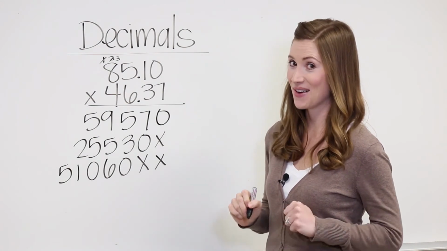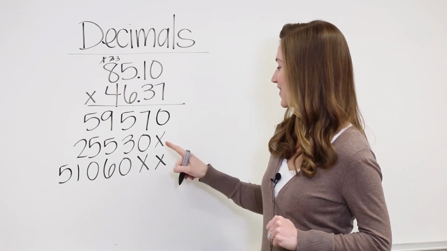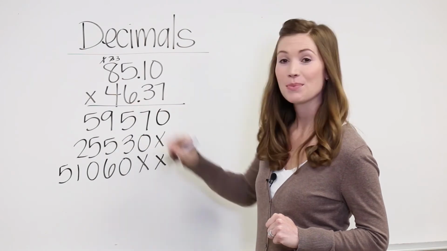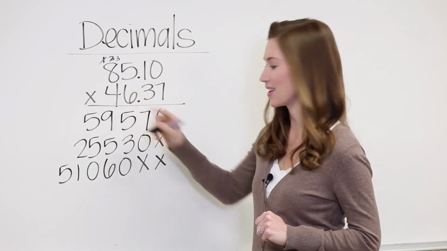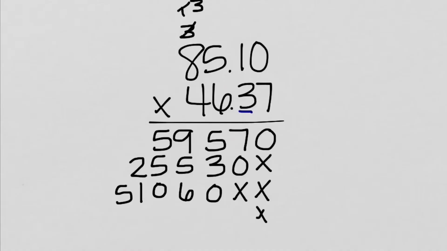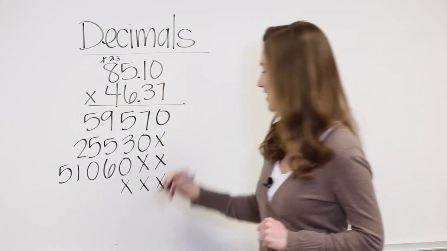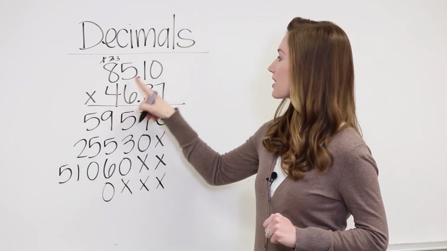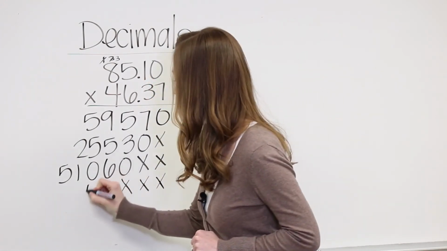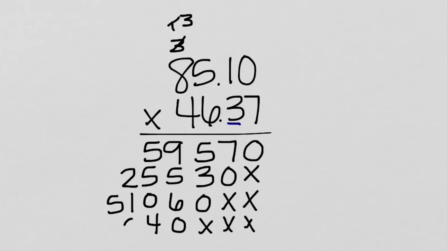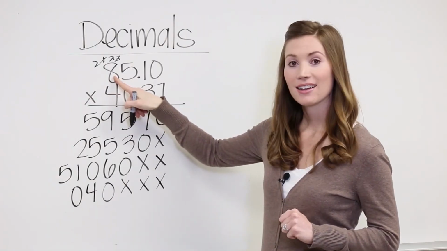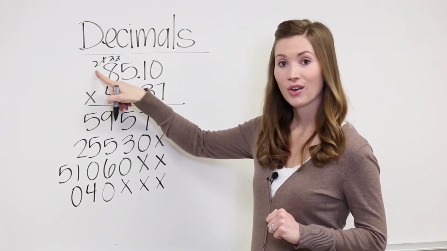Okay, are you ready? One last step. Here we go. We've done our two placeholders. Now we need to put three placeholders because we've taken care of our hundredths, our tenths, and our ones. 1, 2, 3. 4 times 0 is 0. 4 times 1 is 4. 4 times 5 is 20. We write the 0. We carry the 2. 4 times 8 is 32. Plus 2 is 34.